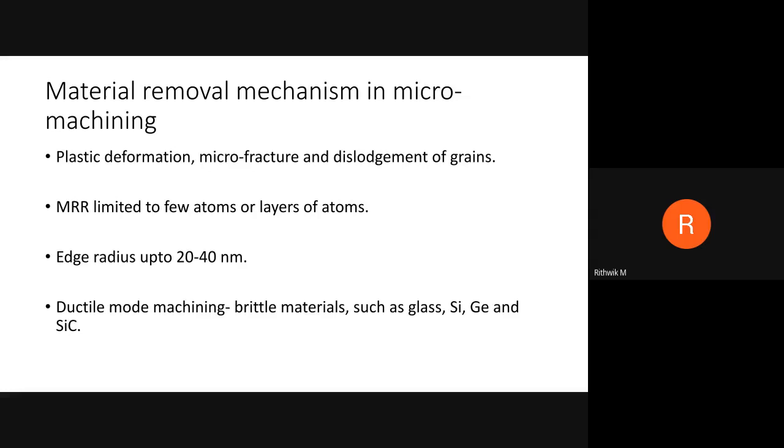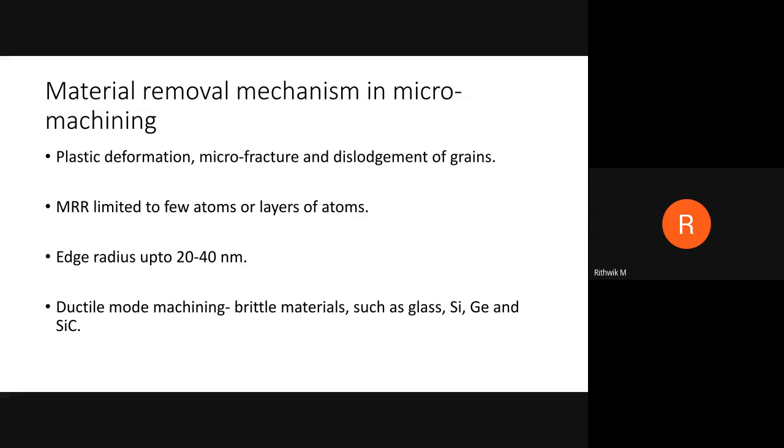Usually ductile materials are machined using this particular mechanism. Still, we will be able to machine certain brittle materials also, like glass, silicon, germanium, silicon carbide, etc., using ductile mode machining. That means machining brittle materials in a ductile manner. So these are all about diamond turn machining.